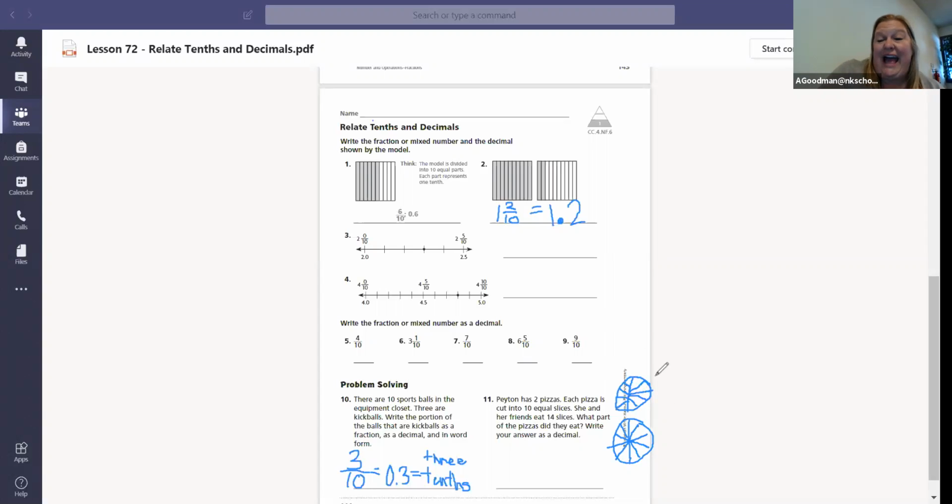Okay, so they ate 14 of those pieces. Well, this pizza has 10. So they ate this whole pizza for 10, right? And then 4 more. 1, 2, 3, 4. So they ate 1 whole pizza and 4 tenths, 4 in the tenths place. It says what part of the pizzas, so 1 and 4 tenths pizza. So that's how you would write that as a fraction or a decimal.